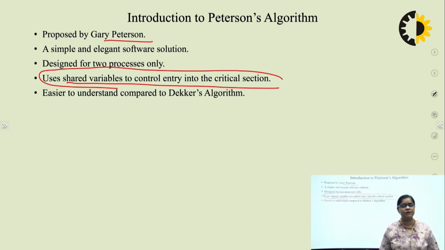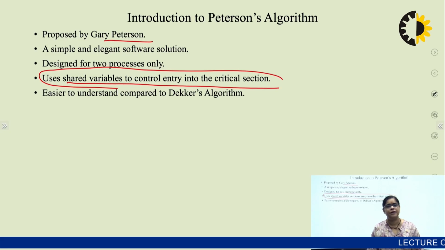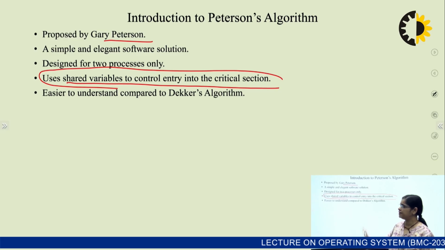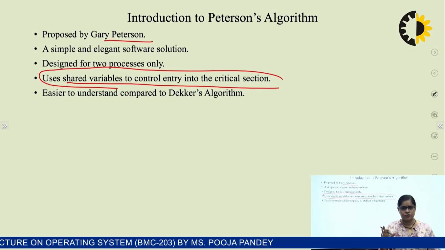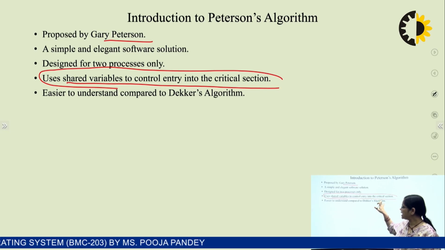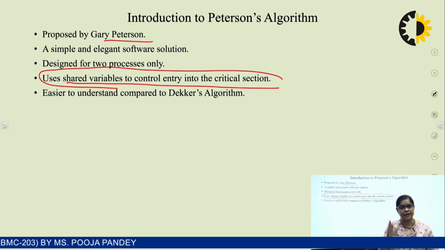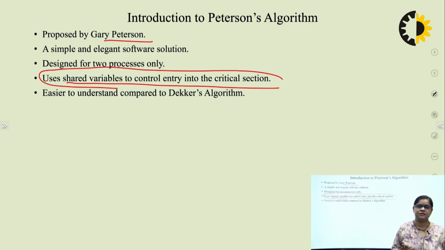When you are discussing semaphores, when you are discussing monitors, you have to keep in mind that there is a condition requirement that must be satisfied, that is mutual exclusion. And when we are discussing the critical section, it means that we are using shared variables to control the entry into the critical section. So this line will be used in every algorithm, okay.